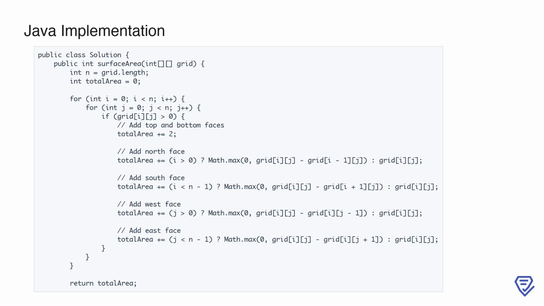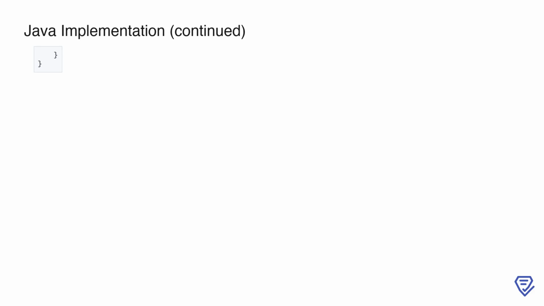If the current cell is not in the first row, we subtract the height of the cube in the row above from the current cell's height and add the result if it's positive. Otherwise, if it's the first row, the entire height of the cube contributes to the north face. This same logic is applied to the south face, where we check the row below, and similarly to the west and east faces, where we check the left and right columns, respectively. If there are no neighboring cells in the respective direction, the entire height of the current cell contributes to the face in that direction. Finally, after finishing the nested loops and processing all the cells, we return totalArea, which now holds the complete surface area of the 3D shapes.